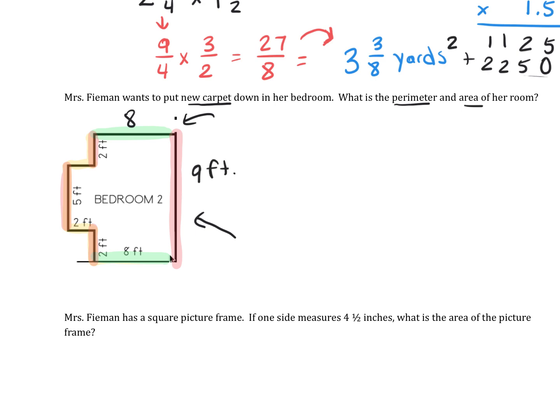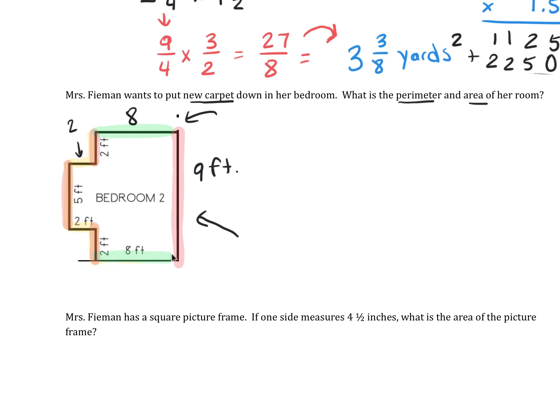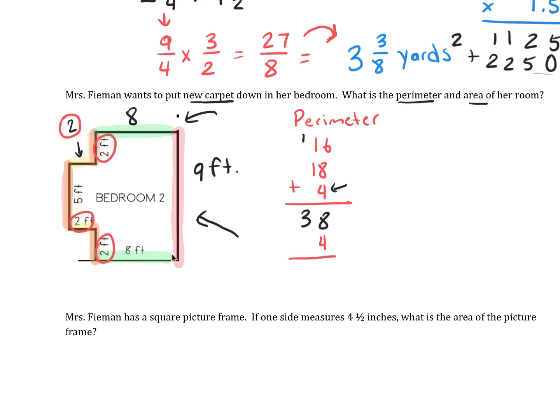So for your perimeter, we're going to add up all those sides. And don't forget, there's also a little 2 in here, and it looks like I have them all, but look, I only added in 4. So it's very easy to mix these up, right? I have 2 plus 2, but I forgot the last 2 plus 2. So my answer for perimeter should be 42 feet.